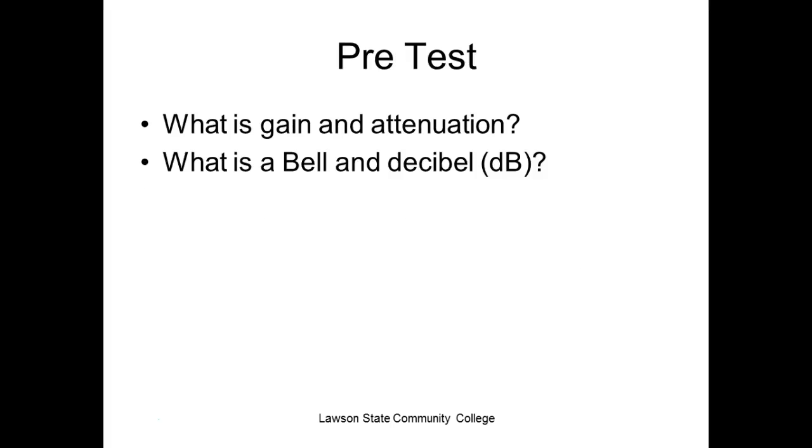So what is a gain and what is an attenuation? A gain should be obvious. What is a gain? You get more out than what you put in. And what's an attenuation? You get less out than you put in. So if we get an attenuation, it means we get less out than we put in. If we get a gain, it means we get more out than we put in. And of course, what's a bel and what's a decibel? That's what we're fixing to learn.